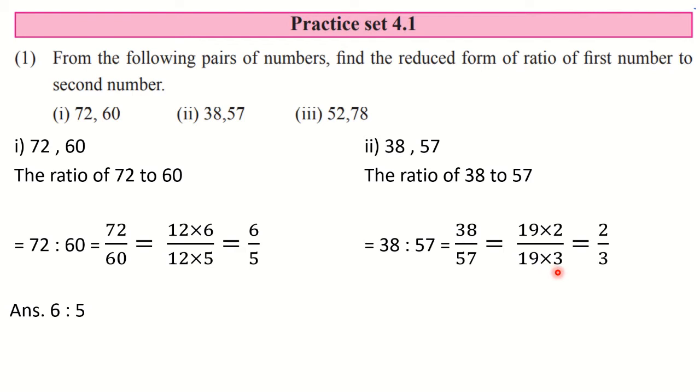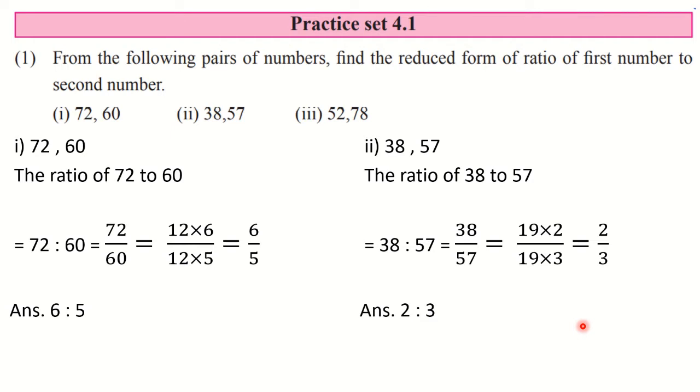Now if you can't recall such big tables, you have to subtract these two numbers and you will get the answer that they are in which table. For example, 57 minus 38, the answer is 19. Okay, so the difference is 19. So you can think of the table of 19, that 19 2s are 38 and 19 3s are 57. So 19 and 19 is cancelled and the answer is 2 upon 3, which we are going to write as 2 is to 3. Okay.